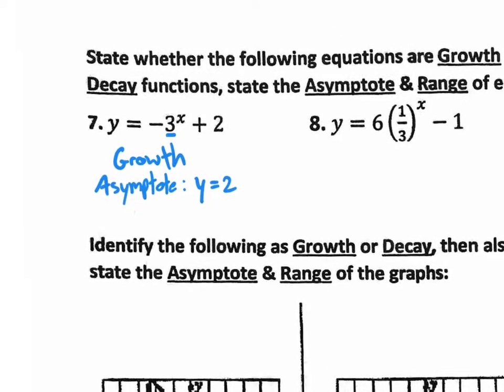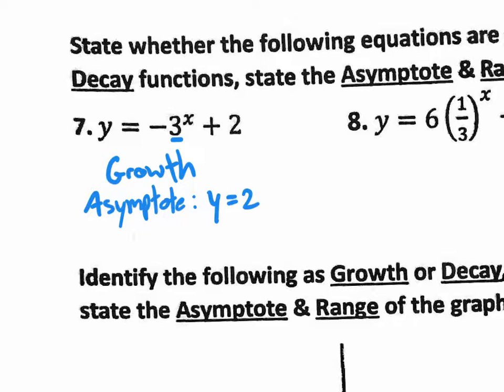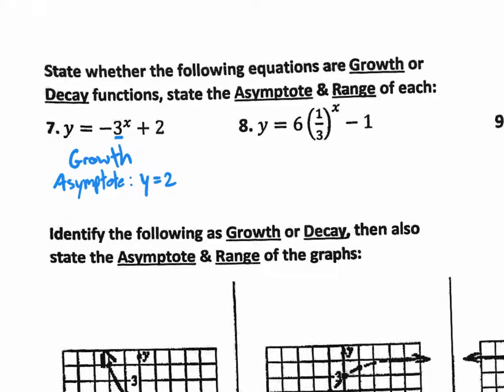Range. Okay, so this is where it's a little confusing, and I probably won't ask this on a test. You know what, let's scratch that out. That way we don't confuse anybody, the range. I mean, this will be y is less than 2 because the whole thing would be below the asymptote 2. Let's not even worry about that. Okay, so number 8, is it growth or decay?